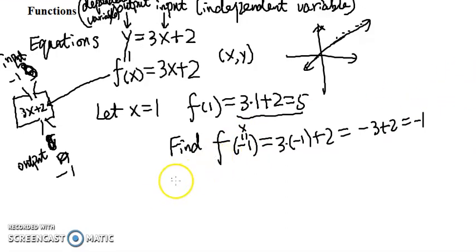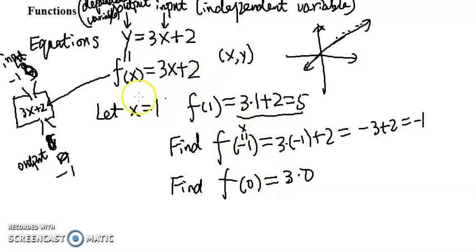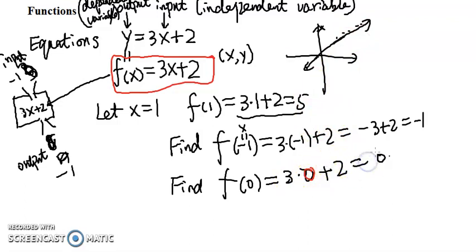So similarly, we can find f of 0. That means we replace x with 0 in the function. This is the function we're working on. In this function, we replace x with 0, keeping everything else, keeping that 3 times and keeping that plus 2. So we get 0 plus 2, which is 2.